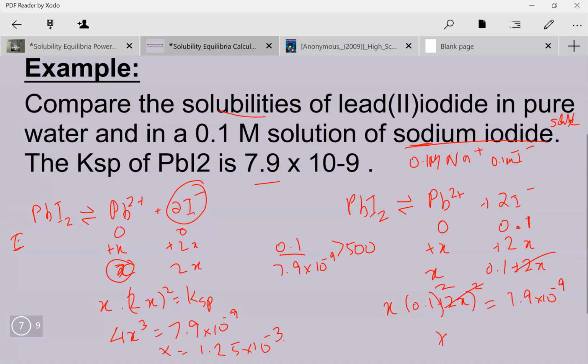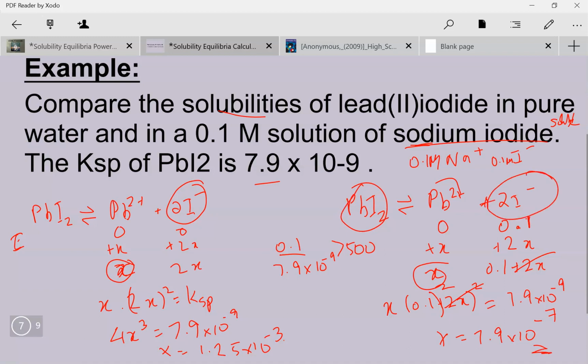So x basically equals 7.9 times 10 to the power of negative 7. So in my solution, you can see that my x for lead ions has decreased greatly. And my solubility of lead iodide has gone down because I already had iodide ions.